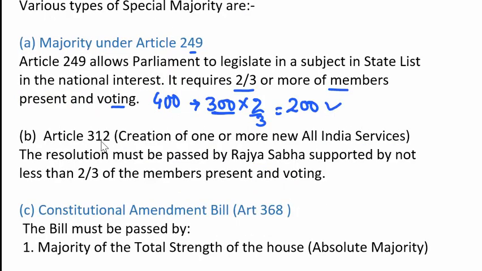Then under Article 312, which gives exclusive power to the Rajya Sabha for the creation of one or more new All India services, similar kind of majority is required, under which the resolution is passed by the Rajya Sabha for the creation of one or more new All India services. Same applies here, two-thirds of the members present and voting.